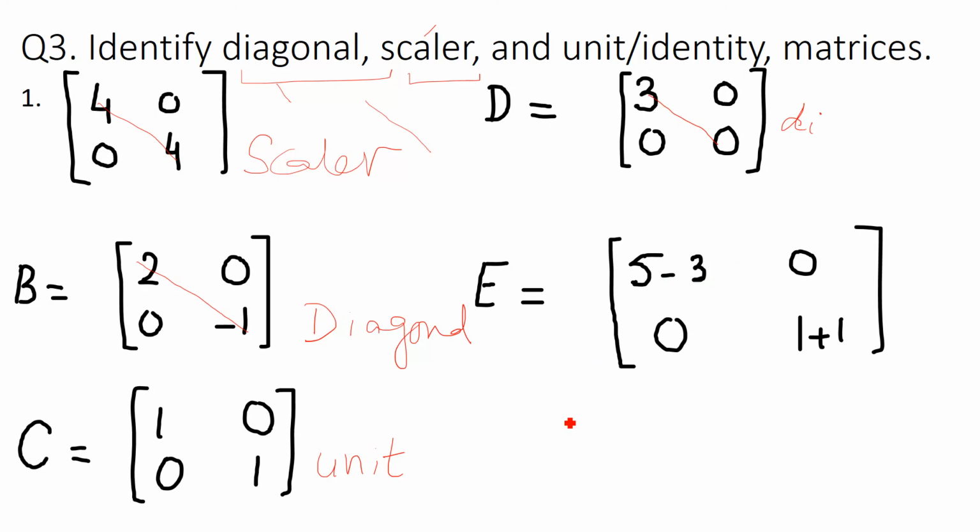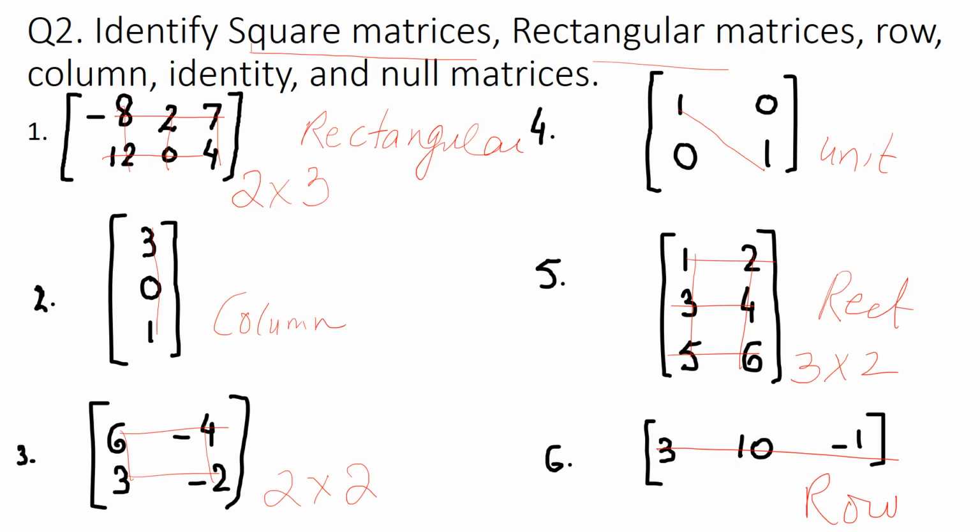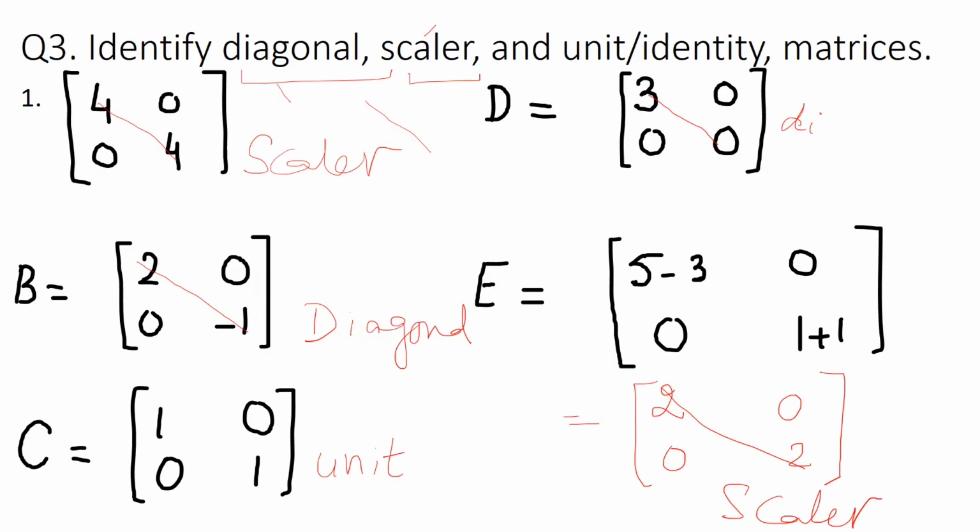And this one you have to solve. 5 minus 3: if there is some negative or positive sign, then you have to subtract or add. So this is 0, 2 and 0. So what do you think this matrix is called? See, diagonal entries are same, so this is the scalar matrix. And here in the last one, this is the square: number of rows is equal to number of columns. Okay.